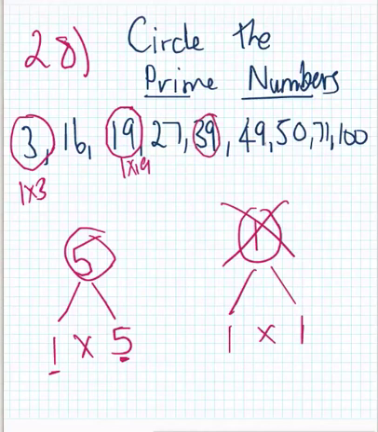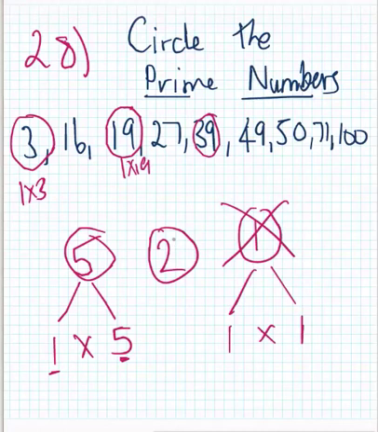49. It's quite similar to 39, but I know that 7 times 7 is 49, as well as 1 times 49. So 49 is not a prime number, it's composite. 50 is an even number. Now we know the only even number that's a prime number is number 2. 2 is the only even prime number.